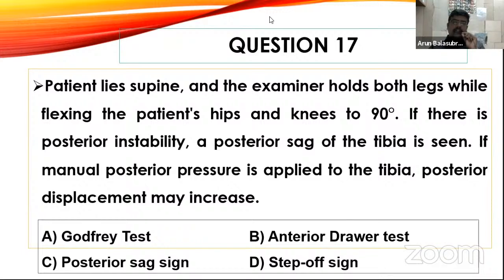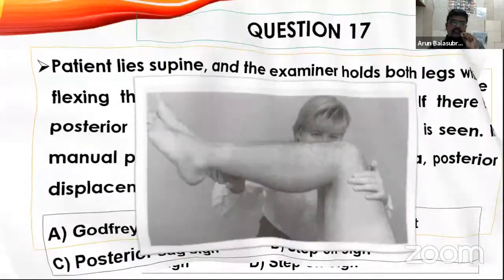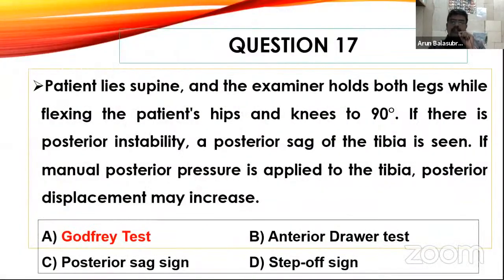So everyone got carried away because I said posterior, so you think, okay, it is posterior sag sign. Posterior sag sign is there, but it's not for this condition. It's A, Godfrey test. Right? Godfrey test is the right answer. I think one person has put the correct answer. A patient lies supine and you find a posterior displacement of the tibia. Right? It's Godfrey test.